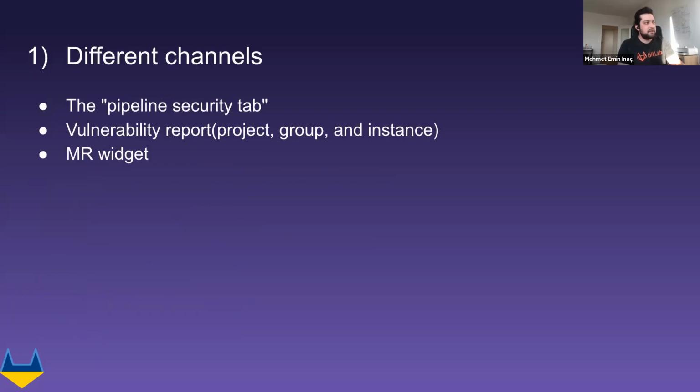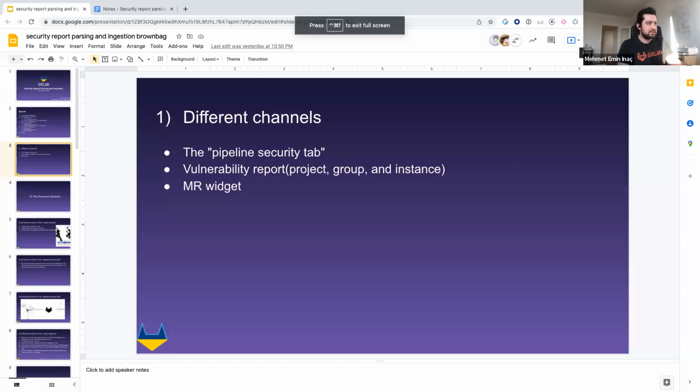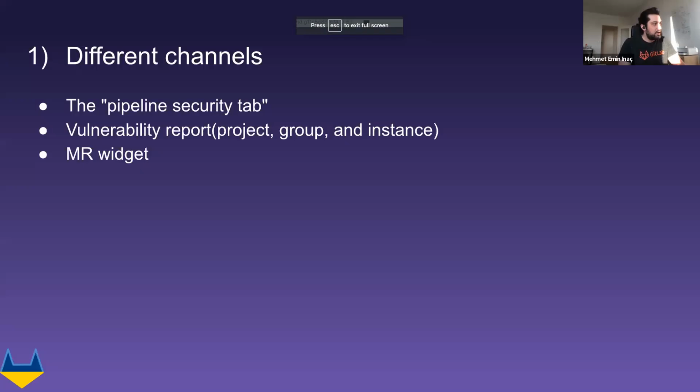So the different channels we have within the system are the pipeline security tab, which lists all the vulnerabilities found in the code base for that particular pipeline run. And the vulnerability report; we have vulnerability reports for project, group, and instance levels. And then the MR widget, which shows which vulnerabilities are new and which ones are already being fixed.